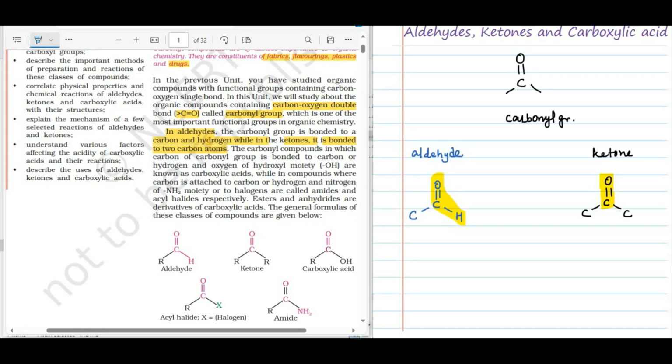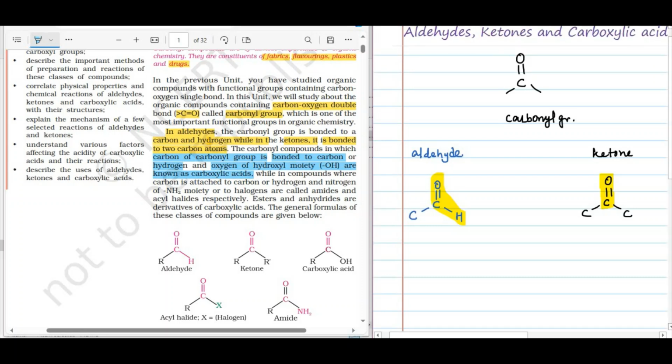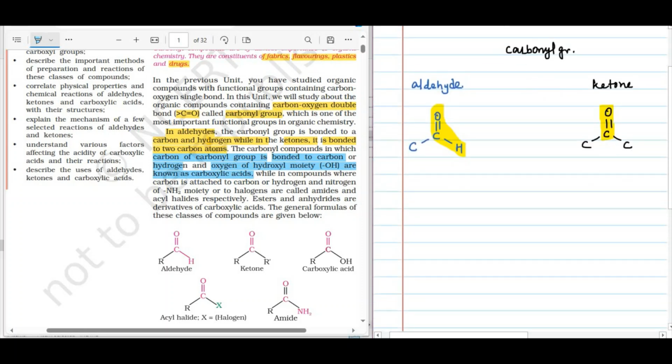Now let's read from the book. The carbonyl compound in which the carbon of the carbonyl group is bonded to carbon or hydrogen and to oxygen of hydroxyl moiety is known as carboxylic acid. So what is carboxylic acid? Let's draw the structure of carboxylic acid.